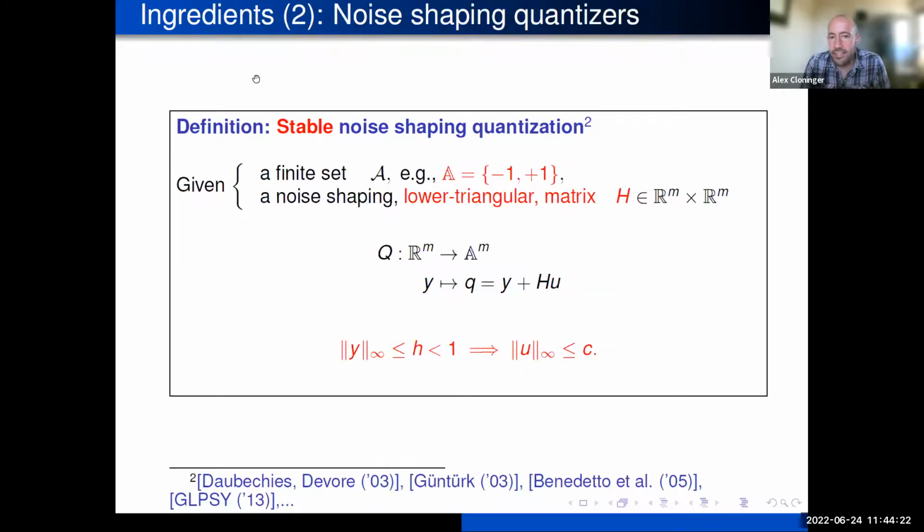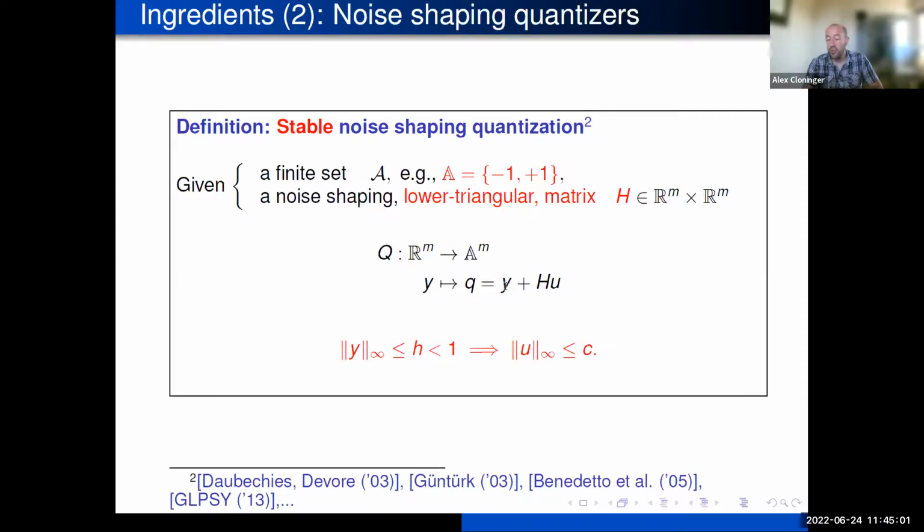So the next ingredient that we're going to bring in is what's called a noise shaping quantizer. This is very electrical engineering focused, right? It was originally designed for something you would implement on a chip to do quantization of streaming data. So what's the idea? Given some alphabet, +1, -1, I'm going to define a stable noise shaping quantizer if I can quantize my stream of numbers coming in.